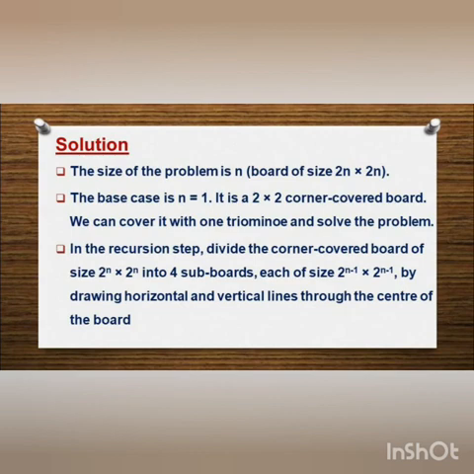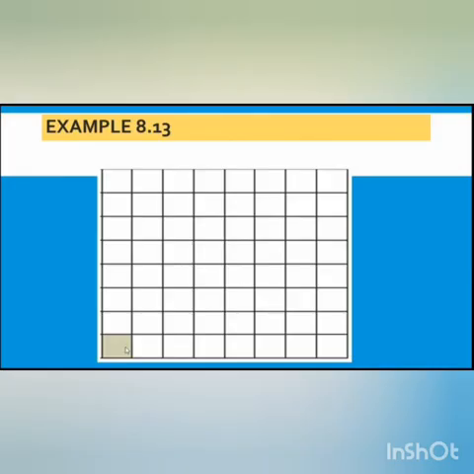In the recursion step, divide the corner covered board of size 2 power n into 2 power n into 4 subboards. How do you divide this? By drawing horizontal and vertical lines through the center of the board. Then place the triamino at the center of the entire board so as to not cover the corner covered subboard. Now let's see the solution.